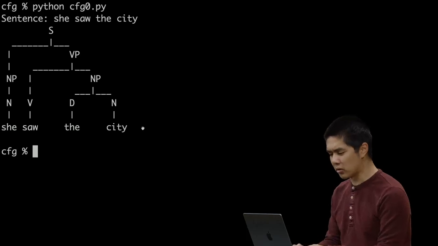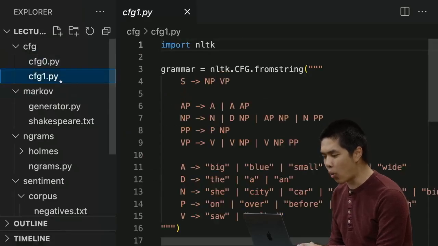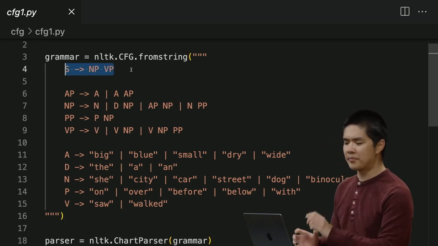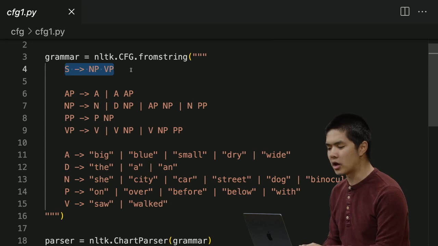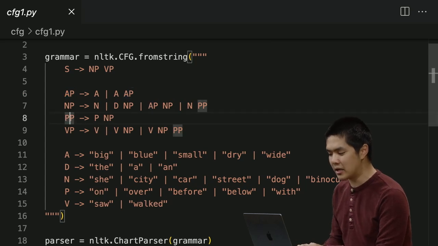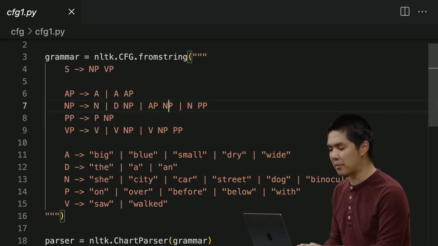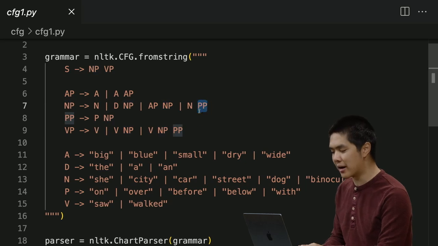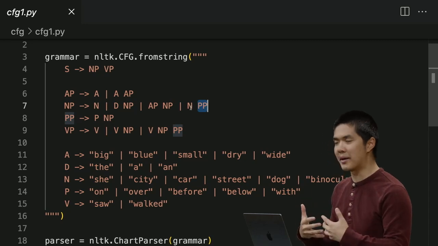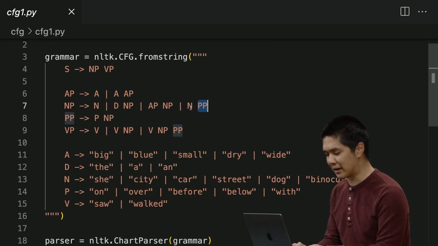So that was a very simple grammar. Let's take a look at a slightly more complex grammar. Here is cfg1.py, where a sentence is still a noun phrase followed by a verb phrase, but I've added some other possible non-terminal symbols too. I have AP for adjective phrase and PP for prepositional phrase. And we specified that we could have an adjective phrase before a noun phrase, or a prepositional phrase after a noun, for example. So lots of additional ways that we might try to structure a sentence and interpret and parse one of those resulting sentences.